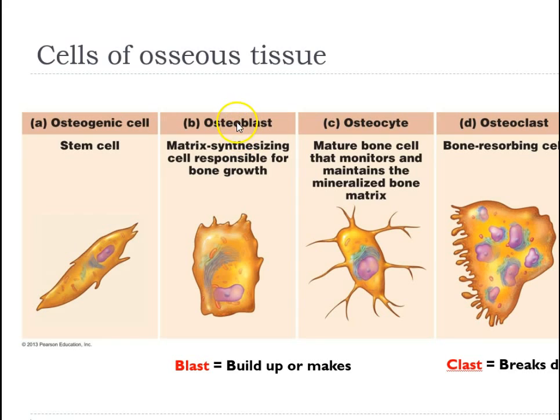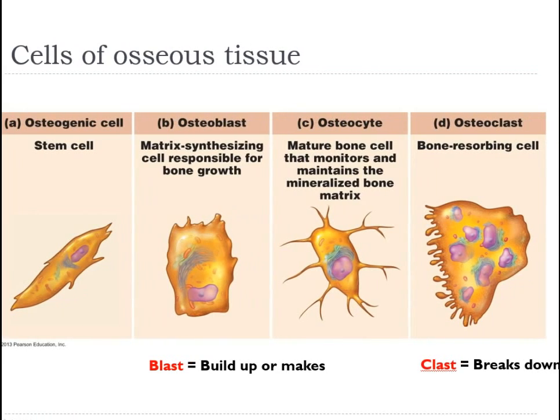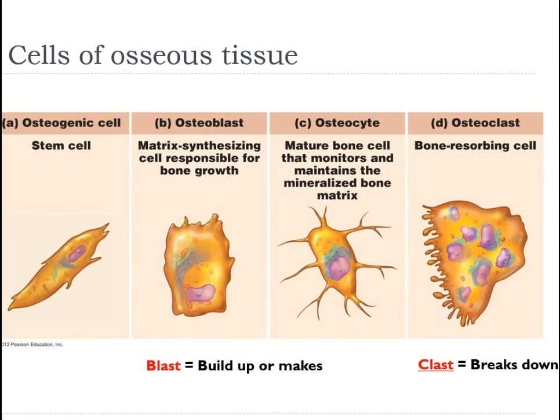We have osteo. Keep in mind, osteo means bone, and blast means something that's going to build something up. So osteoblasts are going to be something that makes bones, and they're going to build it up to become bigger. We have osteocytes. Osteocytes are mature bone cells, and they're basically going to monitor and maintain the mineralization of bone. And then the last one is going to be osteoclast. An osteoclast is basically going to be something that breaks down bone.